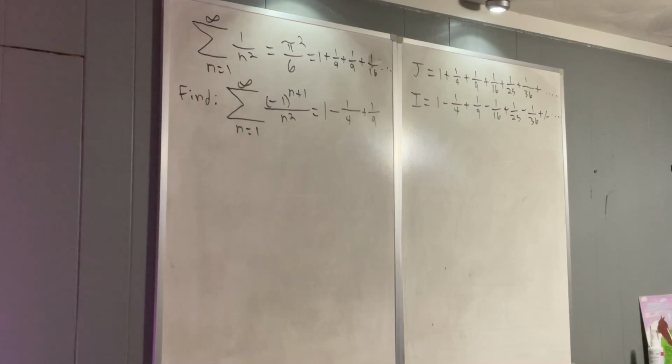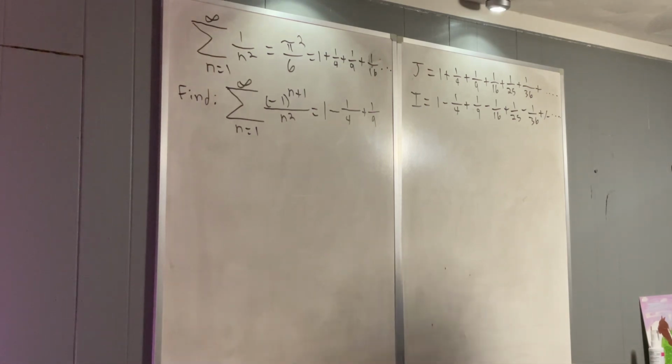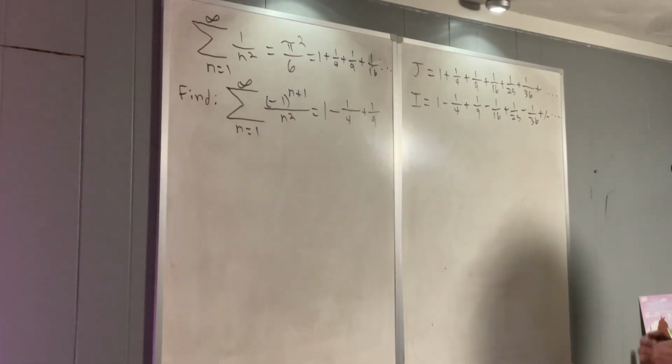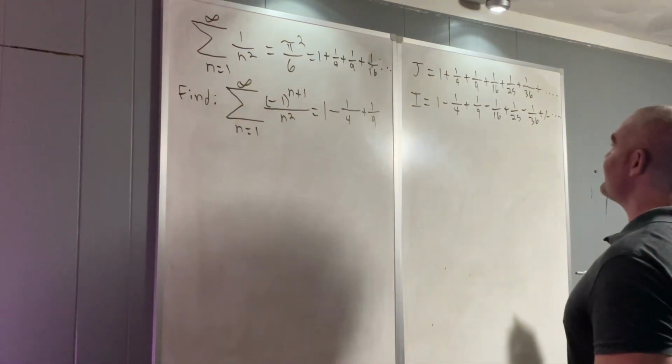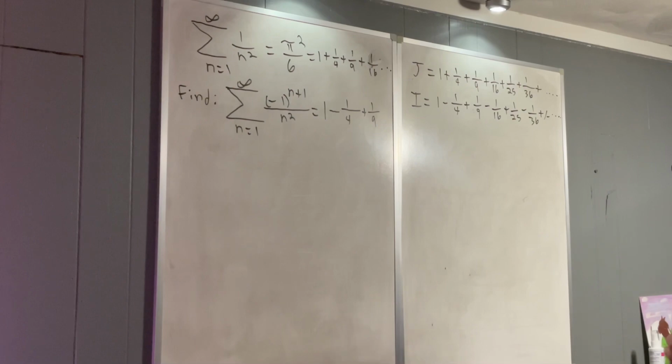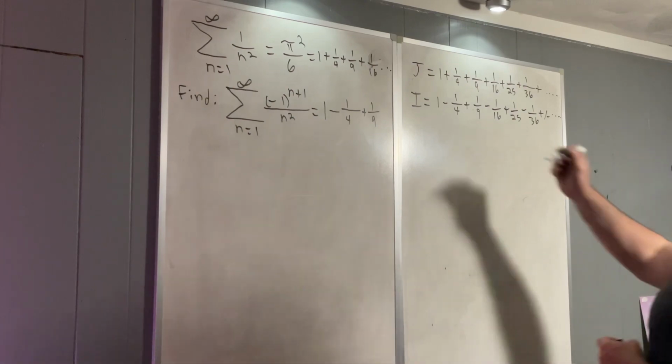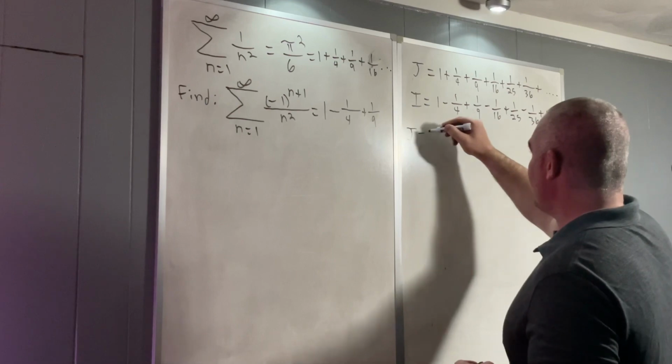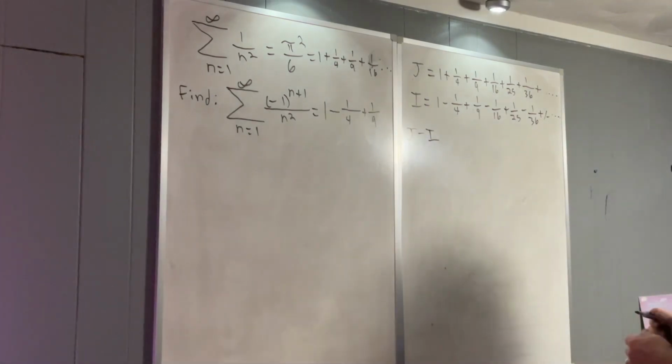I mean, that would be 2 times the sum of the reciprocals of the odd squares. In other words, 2 times 1 plus 1 over 3 squared plus 1 over 5 squared plus 1 over 7 squared, etc. But what'll work a little bit better is if we subtract them. So let's take J minus I. That way we come out with positive results.